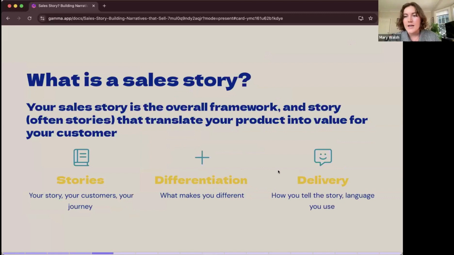So what we're going to talk about today is sales stories. So, sales story. I define a sales story as often a story, or a couple of stories, that translate your product into value for your customers.